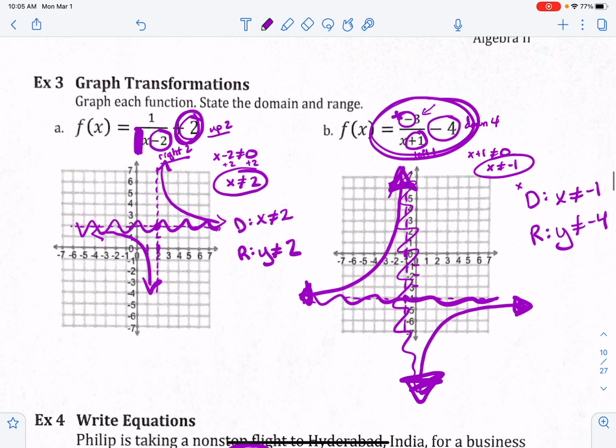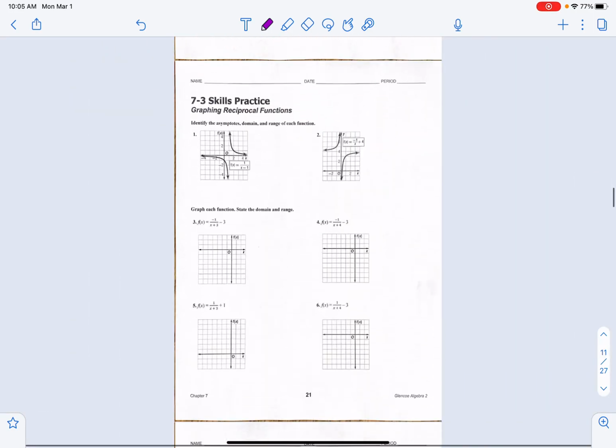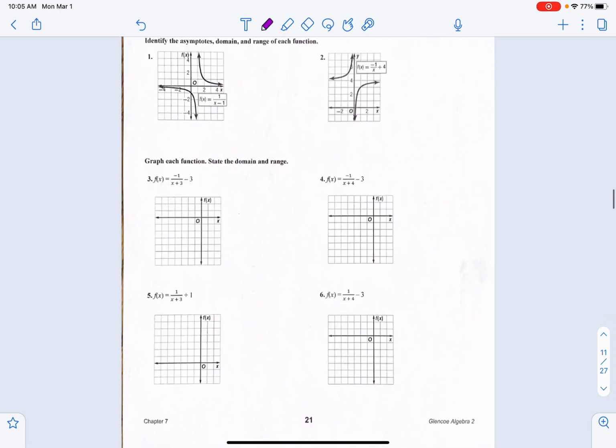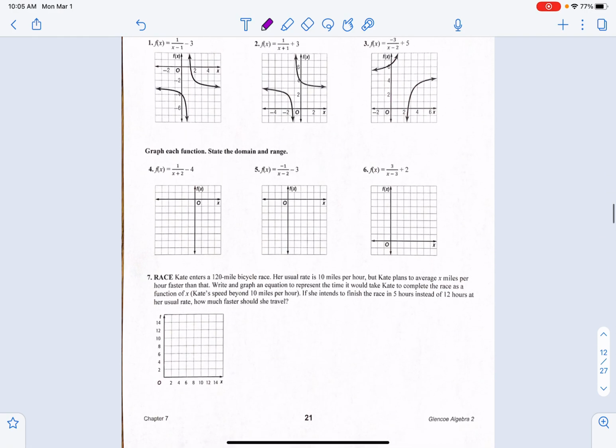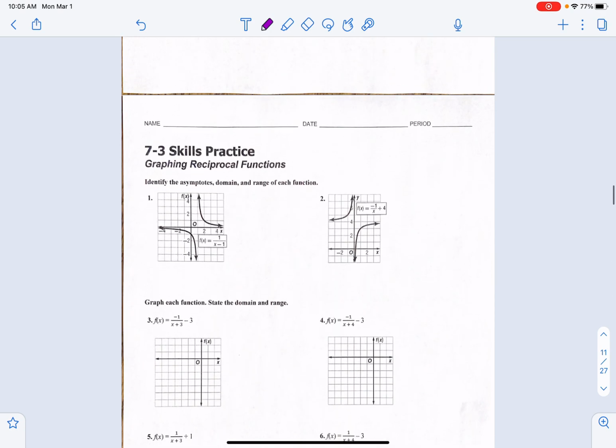These problems should go by very quickly because you can basically pick apart the equation and find the domain and range that way. Okay, your homework assignment looks like this. Do all of them front and back. You should get through them real quick, and I'll hopefully see you again tomorrow.